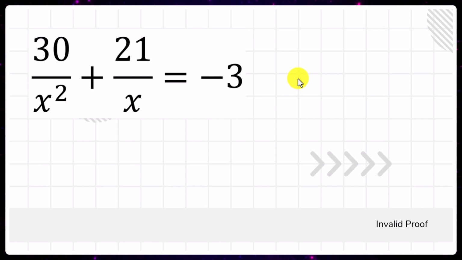You can see an equation on the screen that we are going to solve for x. This equation has 30 divided by x to the power of 2 plus 21 divided by x equals minus 3. Let's see how we can solve for x.